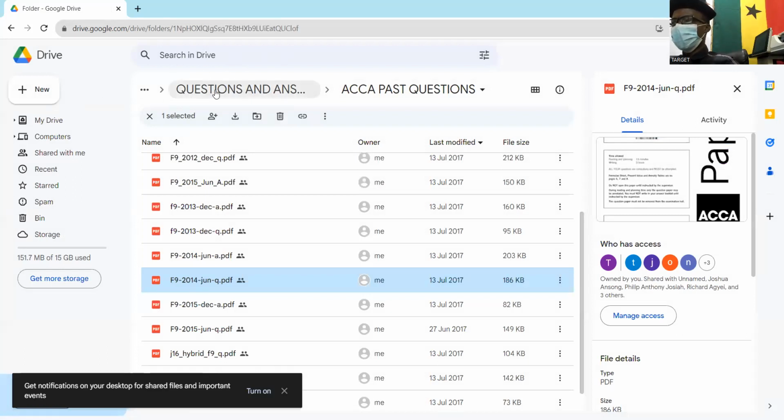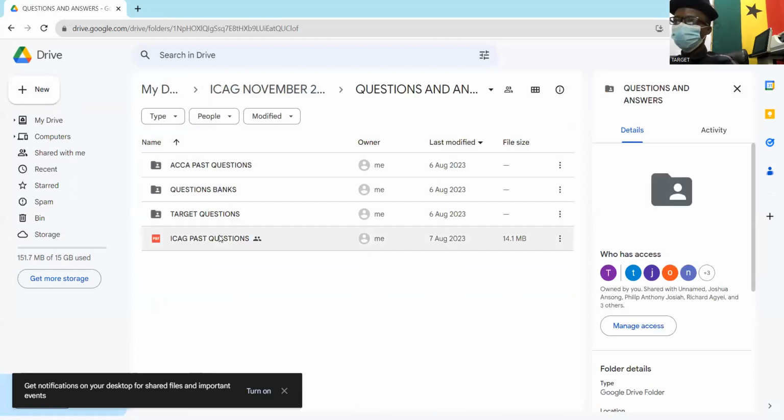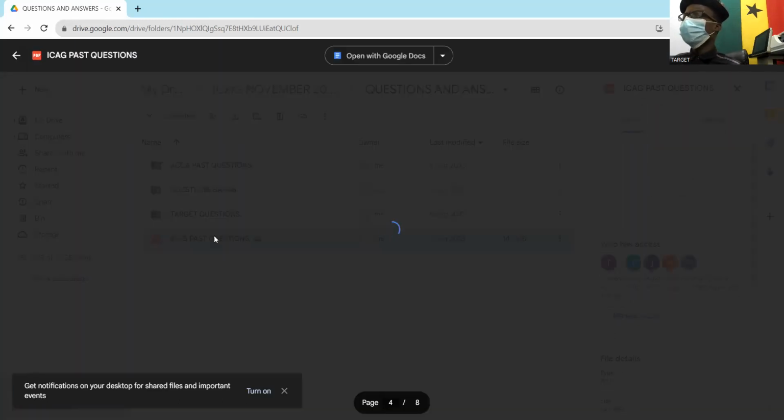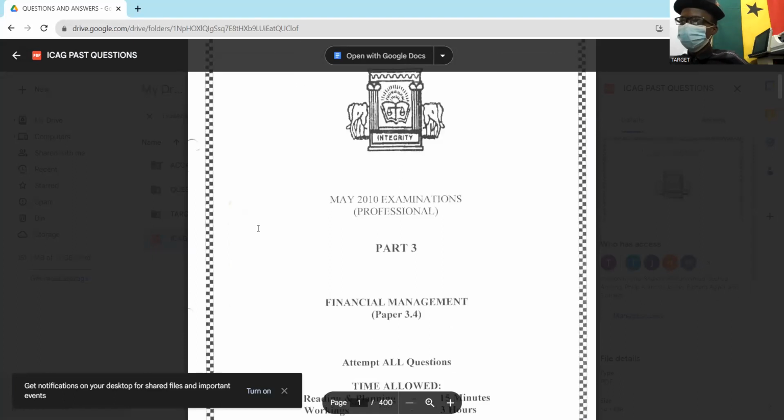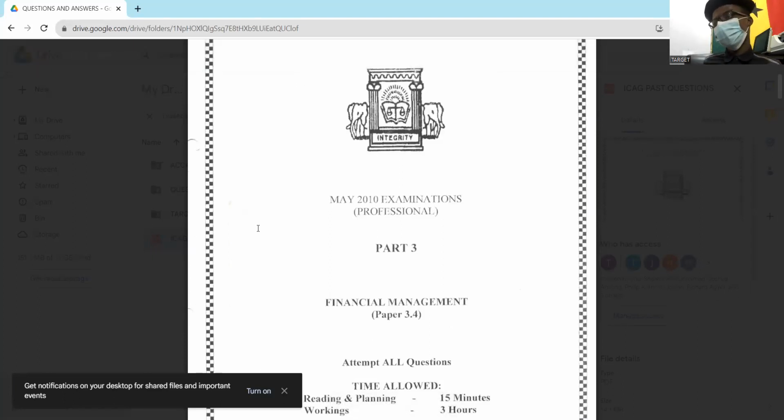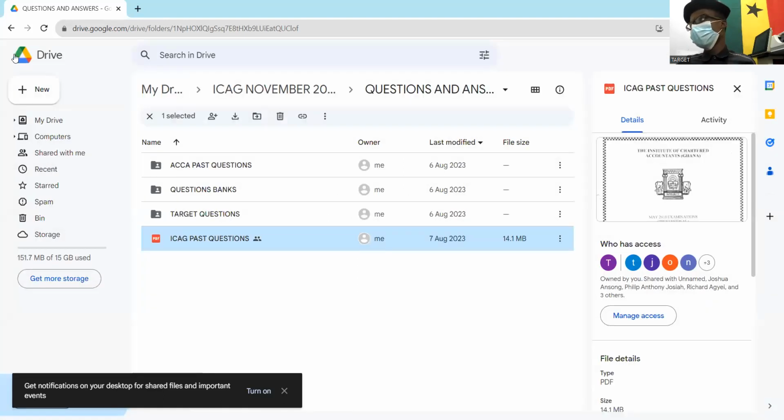From there, you must also go to ICAG past questions, the living legend. I have from 2010 up to the last sitting's questions. You must also take notice of that one. 2010 to the last sitting's exams. It's also there with their solutions. You don't need to look anywhere but this. Then I've also given you question banks.